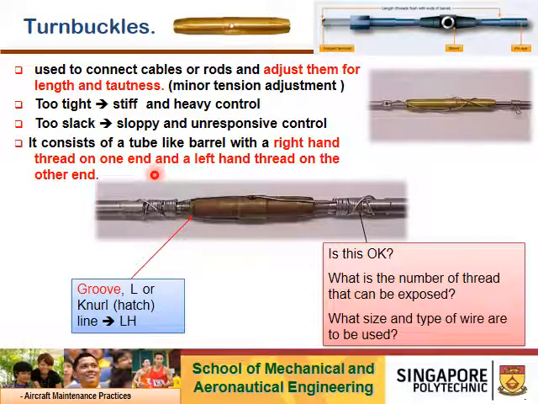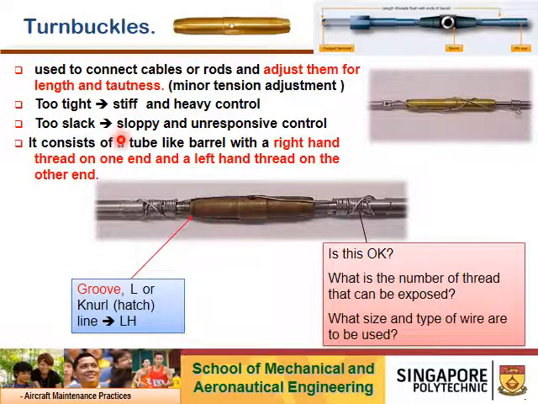All right, turnbuckles. It will be much easier when we carry out the practical to explain the usage of a turnbuckle. But turnbuckles are used to connect cables or rods and adjust them for length and tightness. That means minor tension adjustment. So if the cable runs from the cockpit all the way to the empennage, you have at least multiple turnbuckles for you to adjust the cable tension. If it's too tight, the system will be too stiff and the control will be heavy. If it's too slack, you get low tension, unresponsive control and a sloppy system.